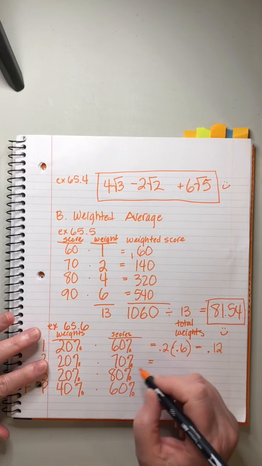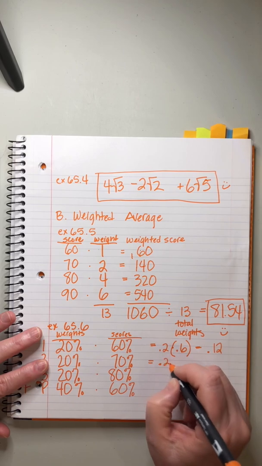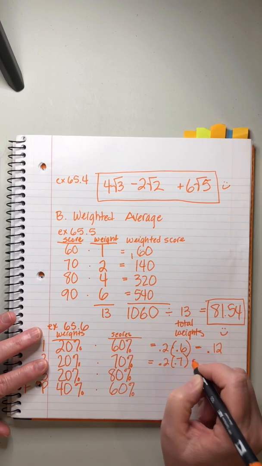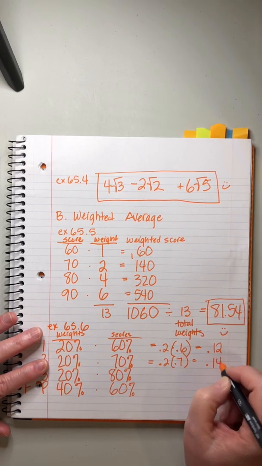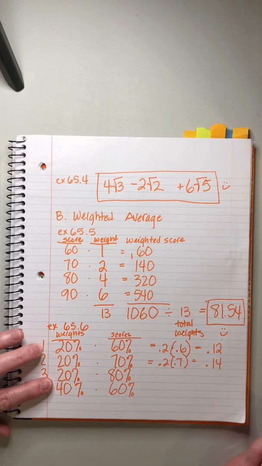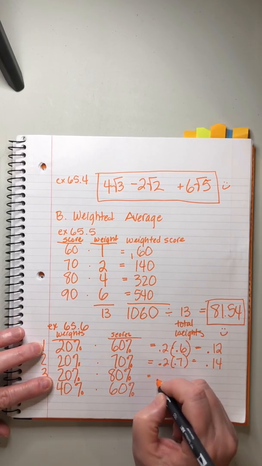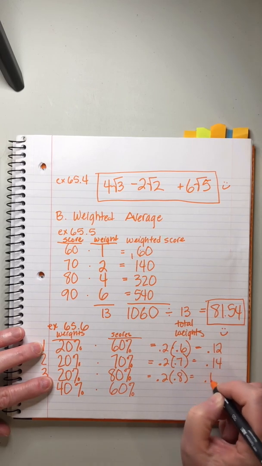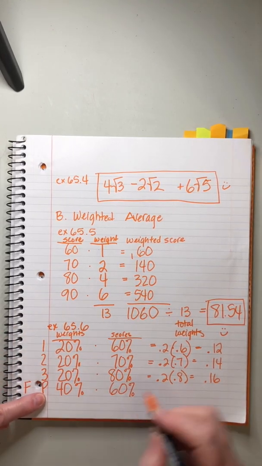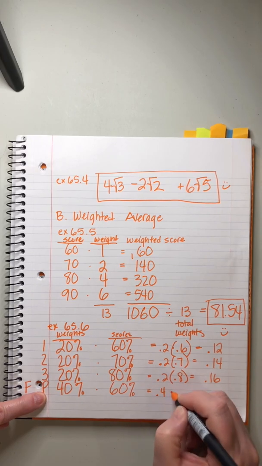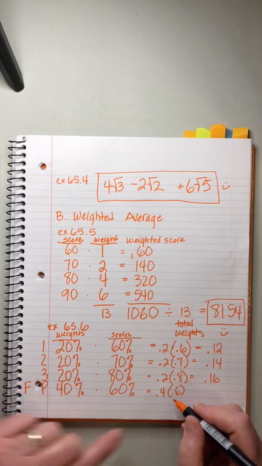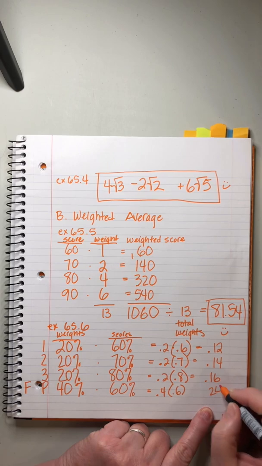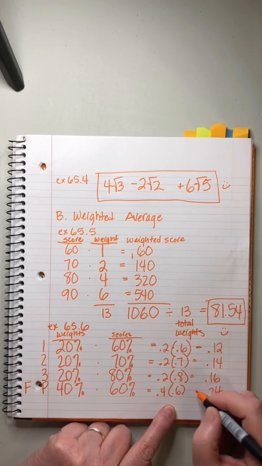Okay? 20% times 70% is 0.2 times 0.7. So I can follow my format. That'll be 0.14. All right? In this case, it's 0.2 times 0.8, which equals 0.16. And this one is 0.4 times 0.6. Let's see, that's 24. And then 2 decimal places, like so.